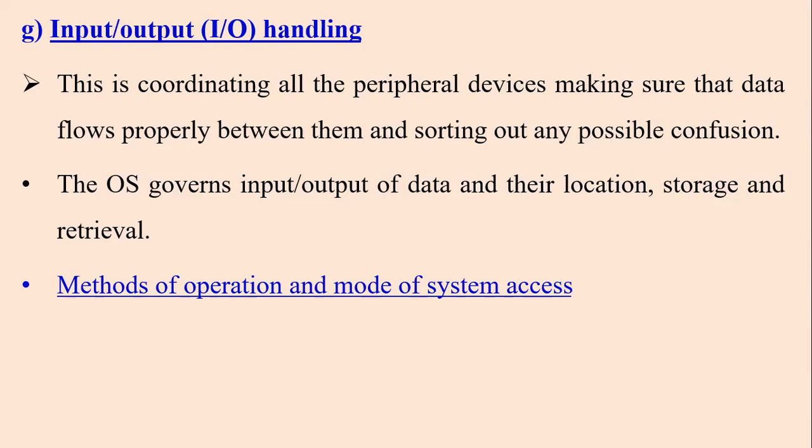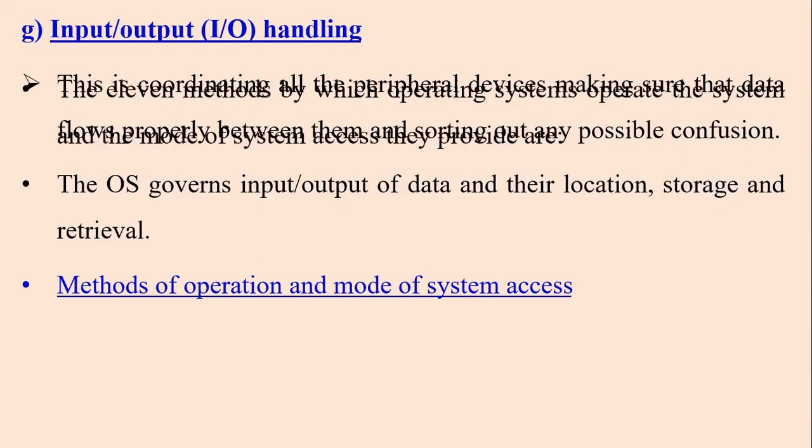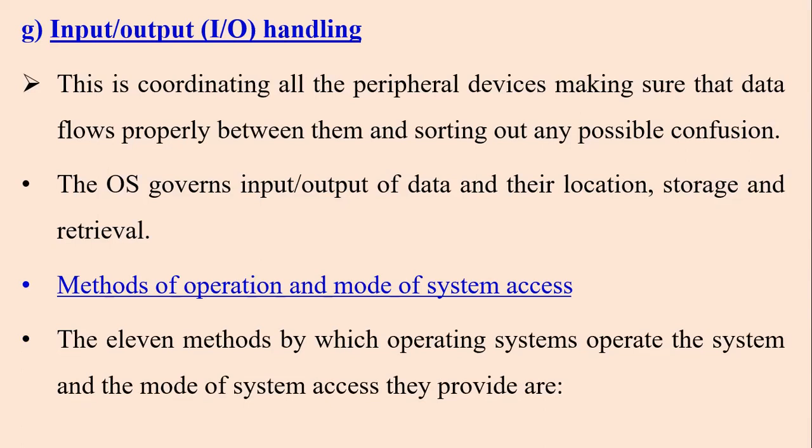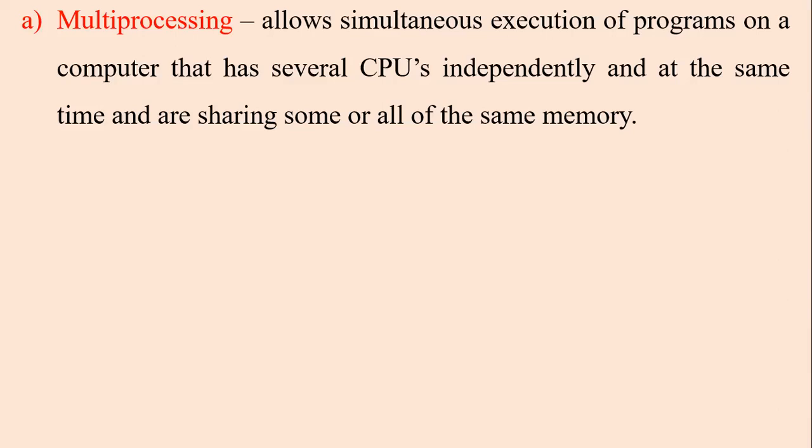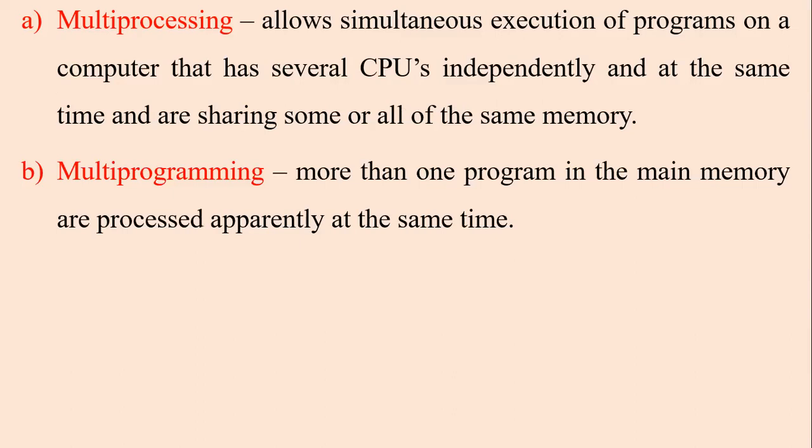So what are the methods of operation and the modes of system access that are utilized by operating systems? The 11 methods by which operating systems operate the system and the modes of system access that they provide include, number one, multiprocessing. This allows simultaneous execution of programs on a computer that has several CPUs, working independently and at the same time and sharing some or all of the same memory. Number two is multiprogramming. In this case, more than one program in the main memory is processed apparently at the same time.